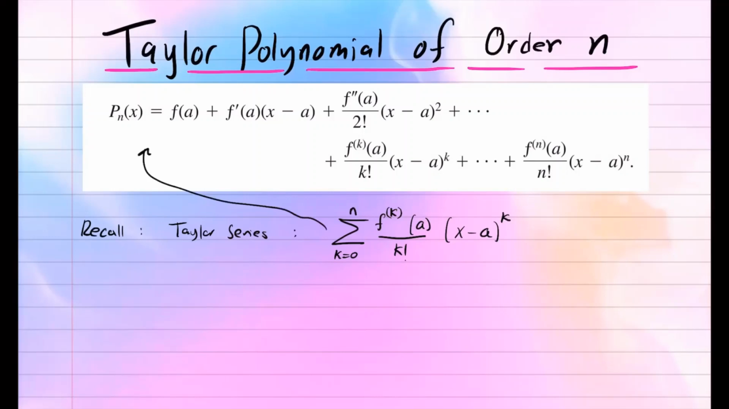Now you can write out the terms all the way up to n, and that will be this term right here, the last term. So that tells you the order of the polynomial. Since you're going all the way up to n, this will be the polynomial of order n. Now let's go ahead and take a look at an example.